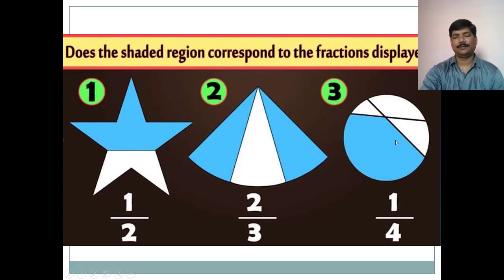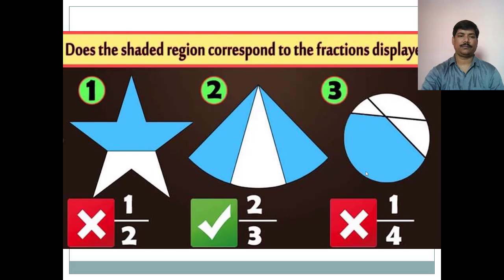Now in the third case, there is a whole thing and it is divided into 4 parts. 1, 2, 3, 4. But what we are seeing here is that these parts are not equal to each other. So the shaded part here is 1, but it is not 1 by 4 because the shaded part is not equal to each remaining part. So it is not representing 1 by 4.